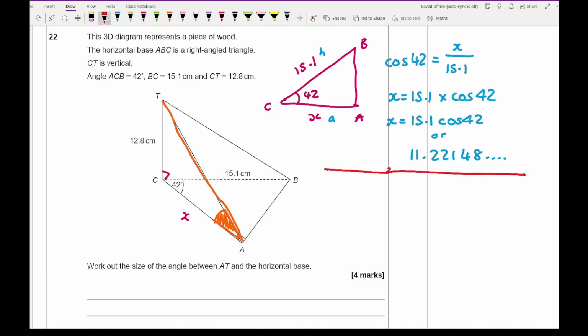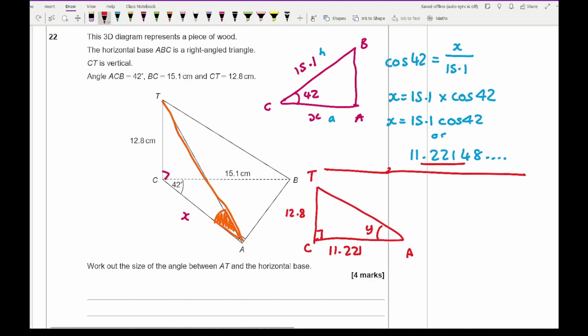So then what I've then got, if I take this triangle out now, this is the angle that I'm wanting to find, so let's just call that y. This is t, this is c, and this is a. Now I know t to c is 12.8, and I've now discovered that CA is this number here, which I'm just going to write as 11.221. Now you could use 15.1 cos 42 if you want to be super accurate, but again you should be okay just adding a few decimals after the 11.